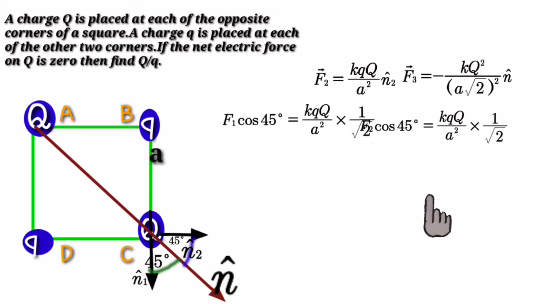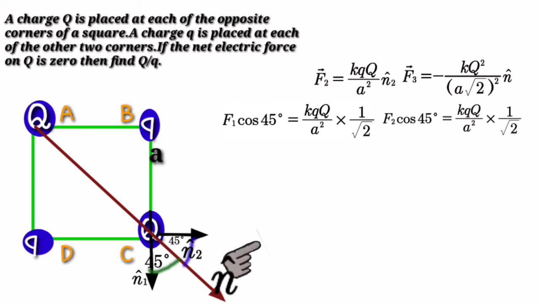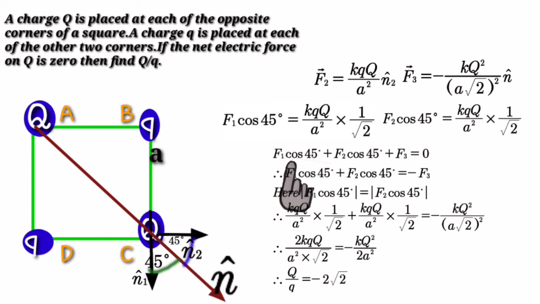Therefore, the net force along the direction of n cap is F1 cos 45 degrees plus F2 cos 45 degrees plus F3. According to the question, the net force along n cap is 0. Therefore, F1 cos 45 degrees plus F2 cos 45 degrees plus F3 is equal to 0. Therefore, F1 cos 45 degrees plus F2 cos 45 degrees is equal to minus F3.